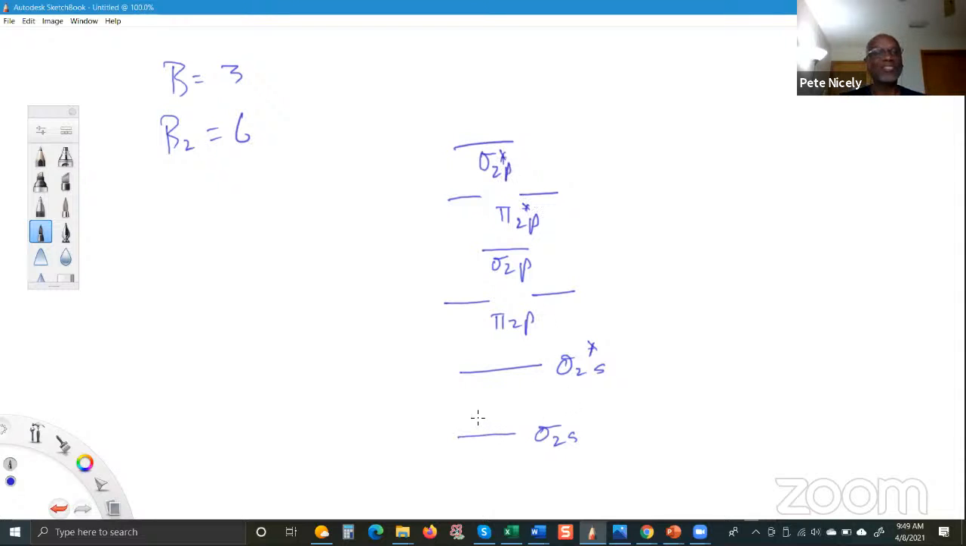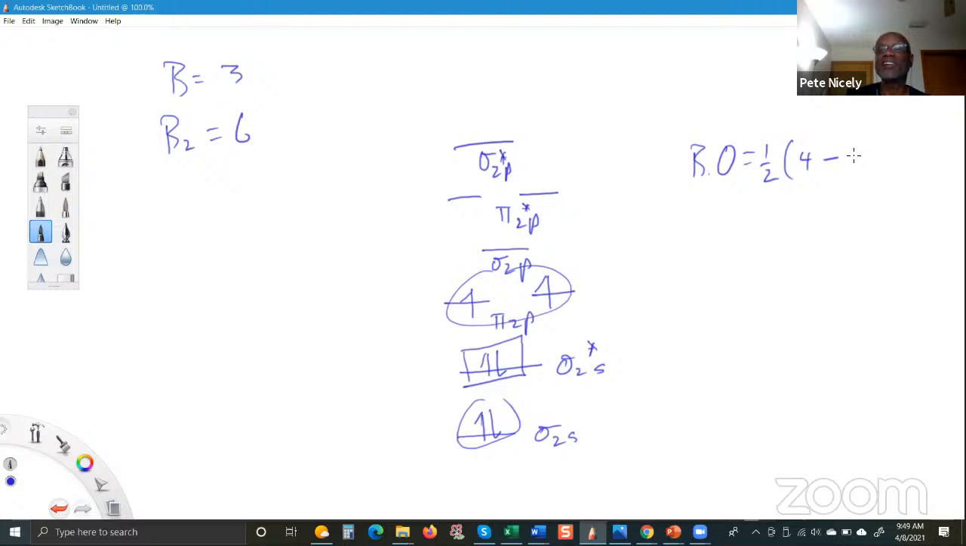So that's the order of the orbitals in the case of boron. If you start assigning the electrons, the first 2 would go here, the next 2 would go here, and then the next 2 would go here, and here. In this case, the bond order would be equal to half the number of bonding electrons, which would be 2 plus 2, so that's 4, minus 2 for the anti-bonding molecular orbital here.